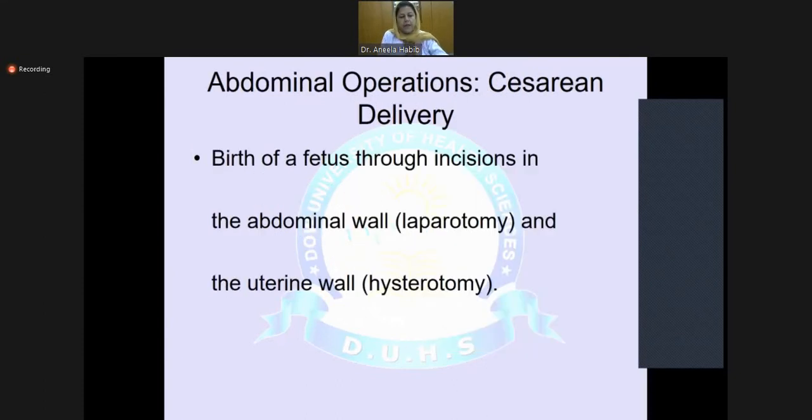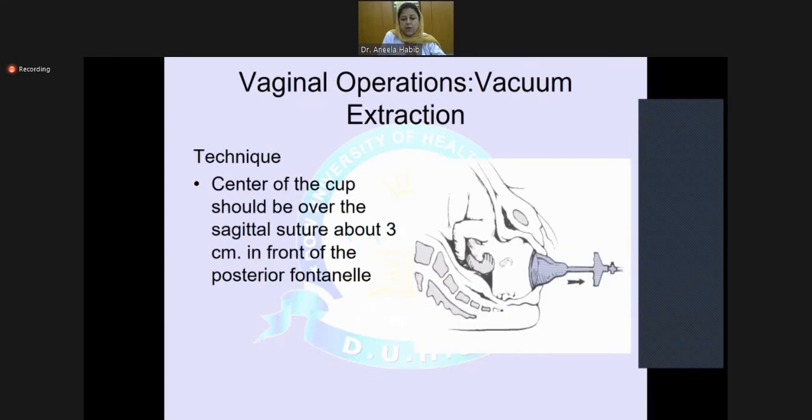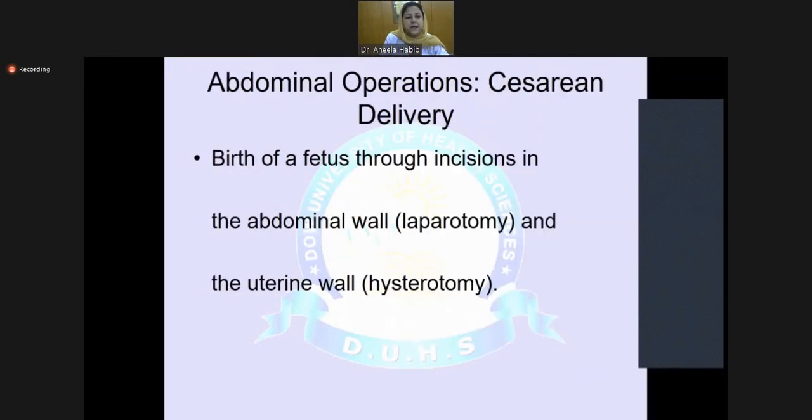And this is the same thing. You are not supposed to give traction more than 3 times, and you're not supposed to apply the forceps if the vacuum has failed, and you're not supposed to apply the vacuum if the forceps have failed. So 3 times you can apply, and if the baby is not descending, then you have to do a cesarean section.